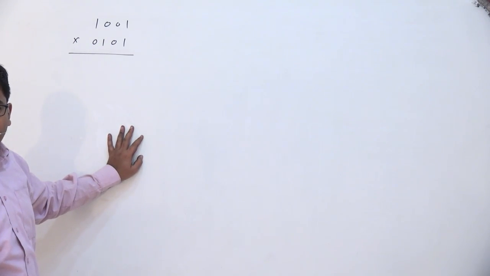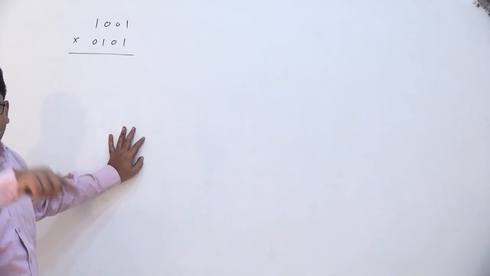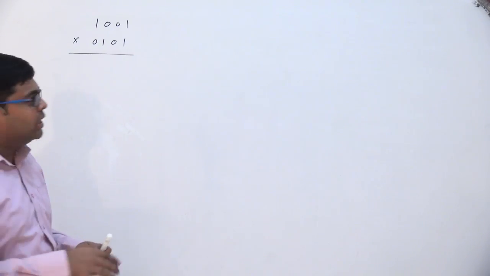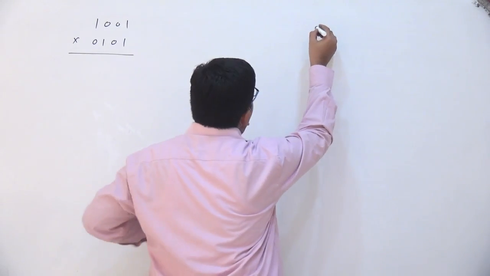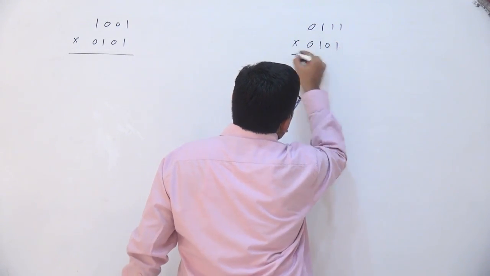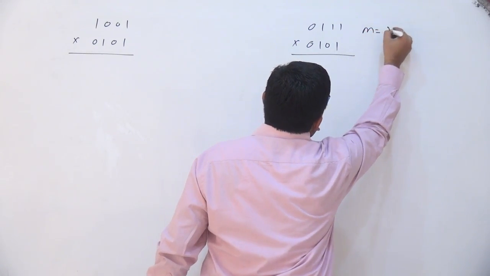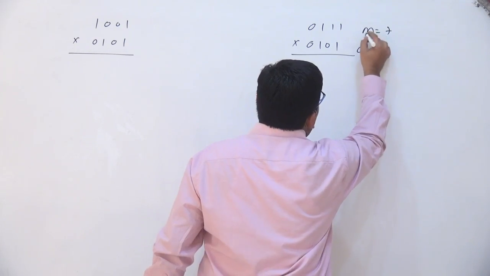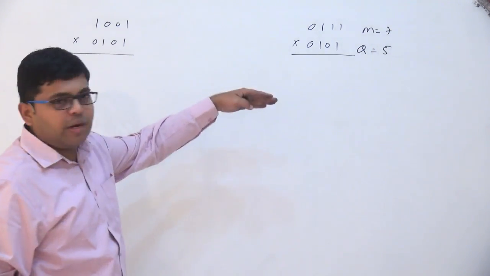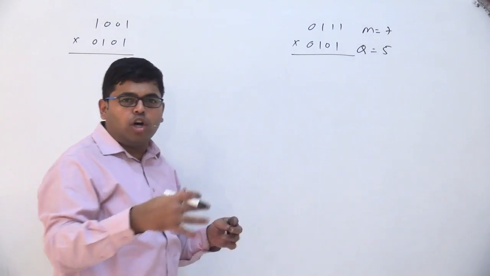So the line of action is like this. Example 1 is quite important, so watch example 1 before watching this particular example. Now, what is the difference between the first example and this example? In the previous example, we multiplied 0, 1, 1, 1 with 0, 1, 0, 1. So the multiplicand was 7 and the multiplier was 5. Both of them were positive and the result we also got positive.